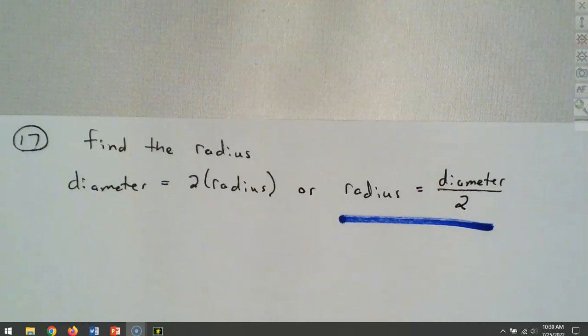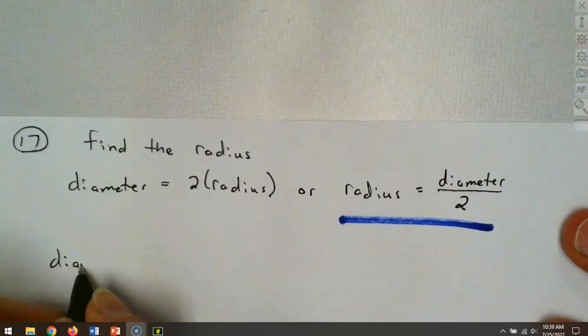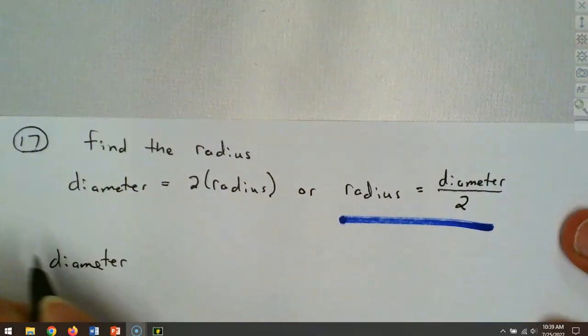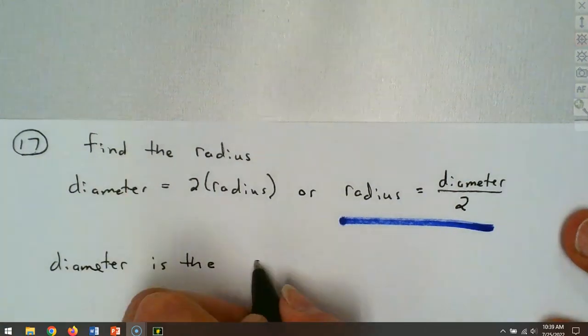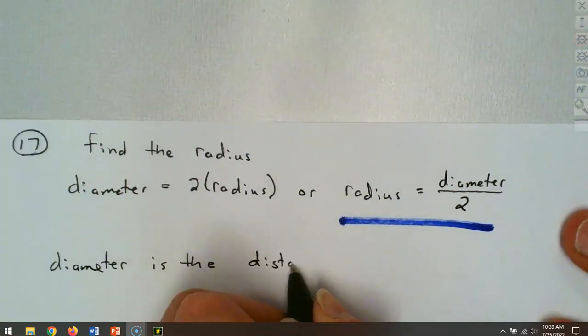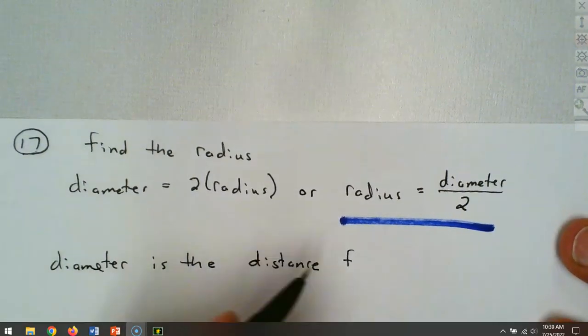How can we find the diameter? Well, the diameter is the distance from 2 points on the circle.